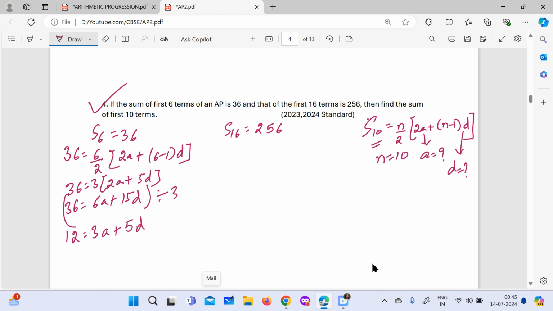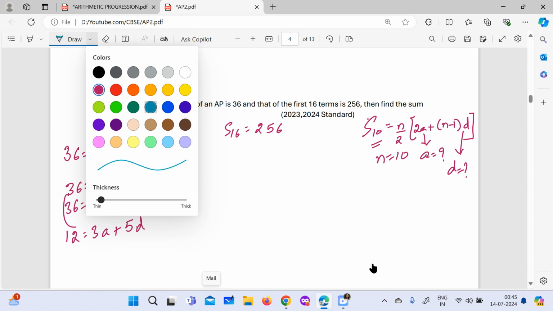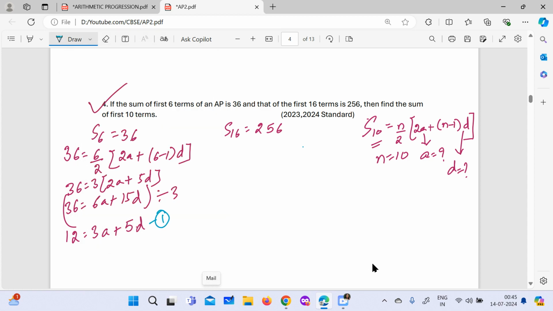And then we can solve this part as well. So this will become your equation 1. Now let's do this. It says S16 is equal to 256. Now the sum of first 16 terms is 256. So 256 equals 16 over 2, and then 2 times a plus 16 minus 1 times d. So you will get 256 equals 8 times (2a plus 15d).